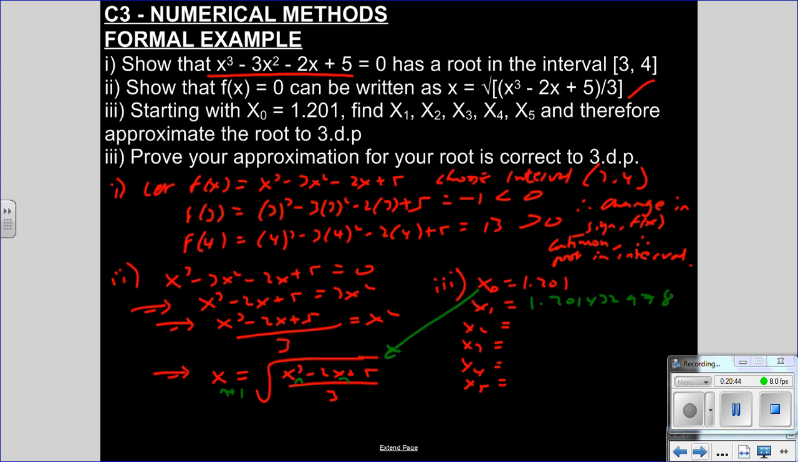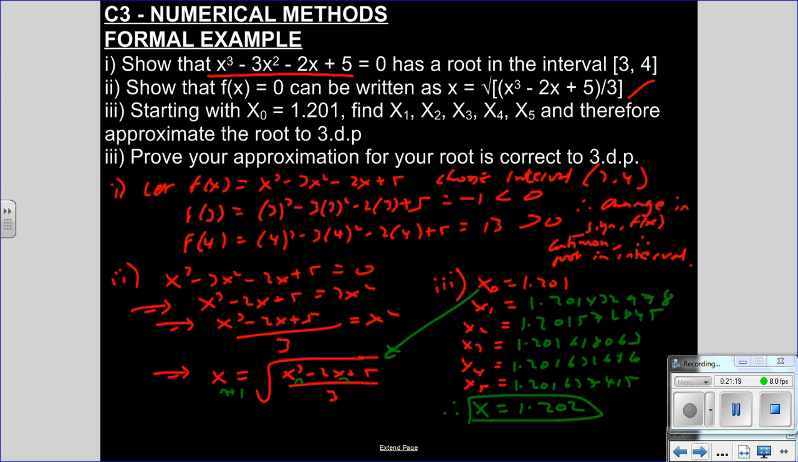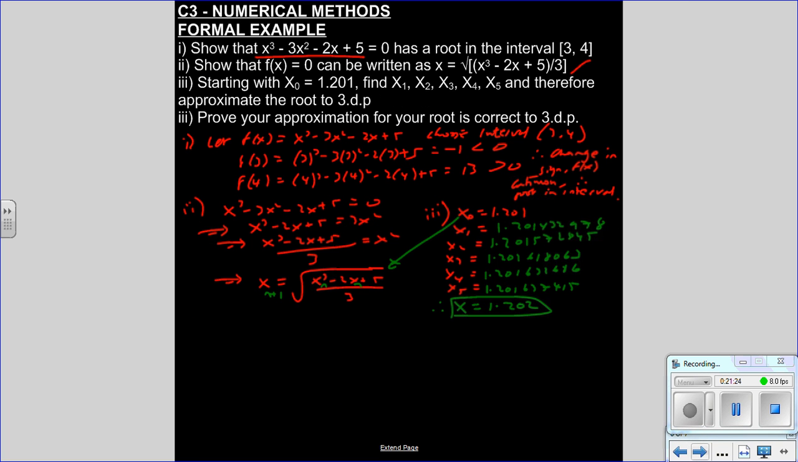1.201432978 and equals again. So just 1.201572845, press equals again. See, it's just gradually getting closer. And again, 1.201632686, and again 1.201637415. Wicked. And it says, therefore, give the approximate root to 3dp. So it looks to me that it's obvious that to 3dp, that's my root, 1.202. It says, prove that your root is correct to 3dp.